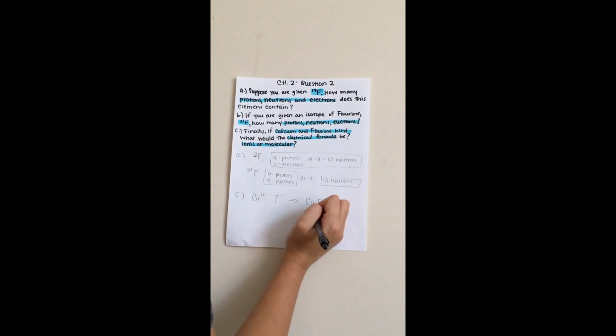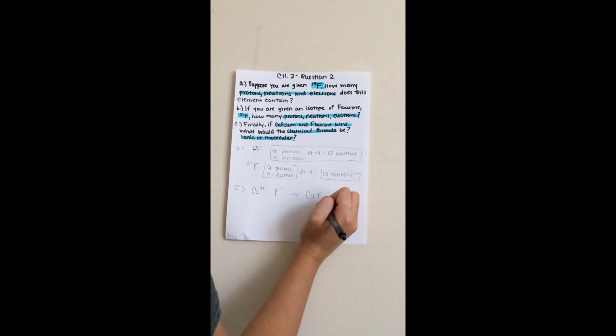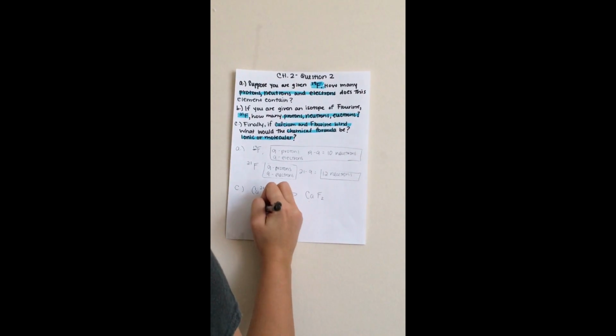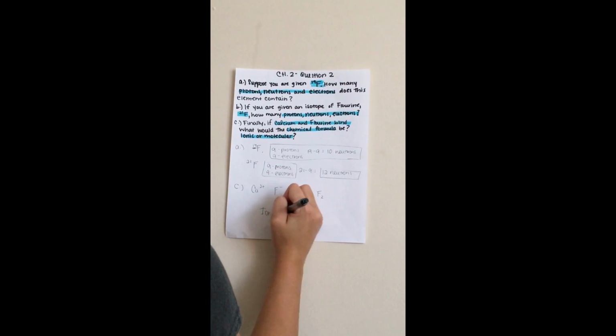And then because it is between a metal, calcium, and a non-metal, fluorine, this would be an ionic compound.